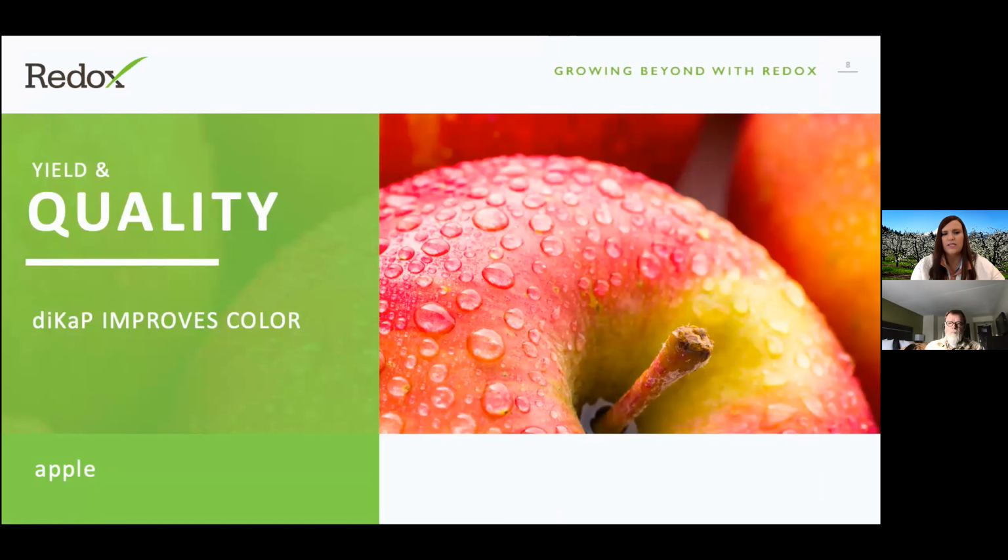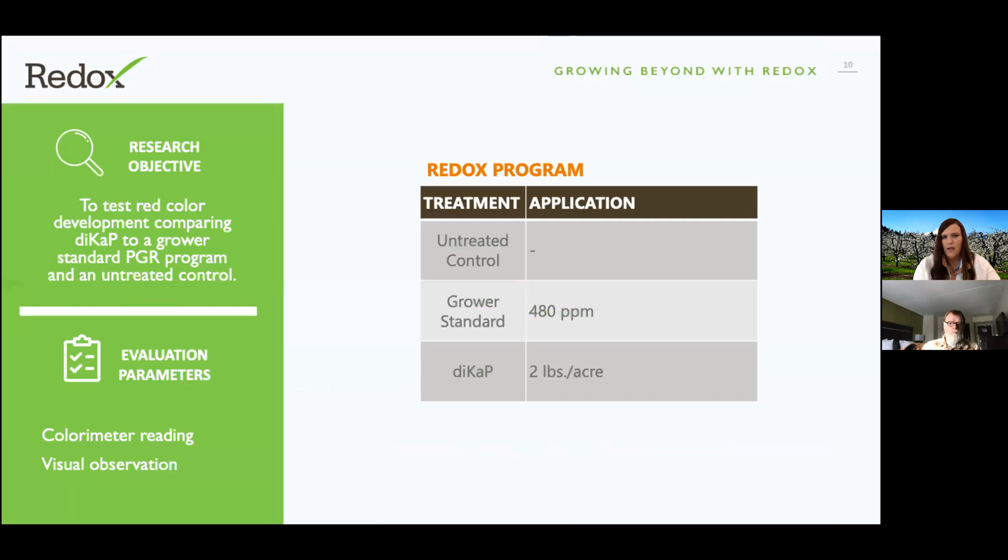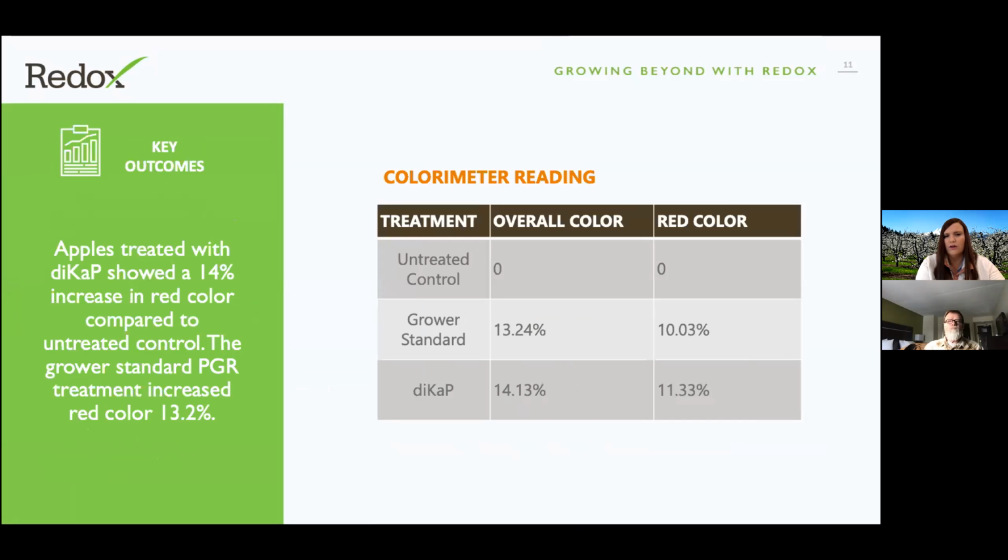The first is DiCap, and this was done by A&O Ag Research, which is an independent researcher. It was done on some early Fujis down in Dallesport, Washington, which is a really hot site. It was looked at against the grower standard, which was a PGR. They applied both the PGR and 2 pounds of DiCap twice, the first application being about 3 weeks before harvest, and then reapplying about 10 days later. And so here are the results.